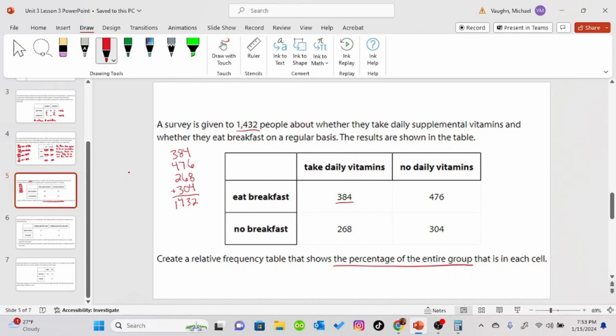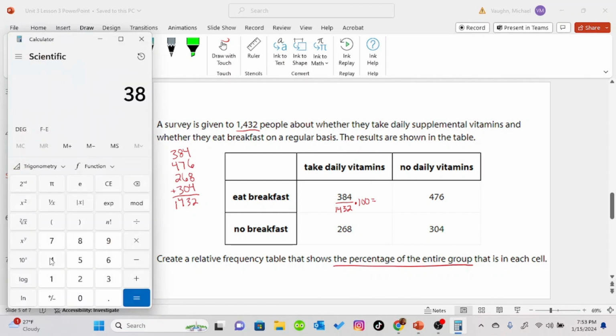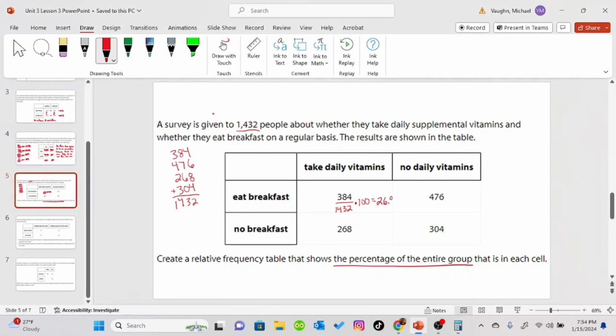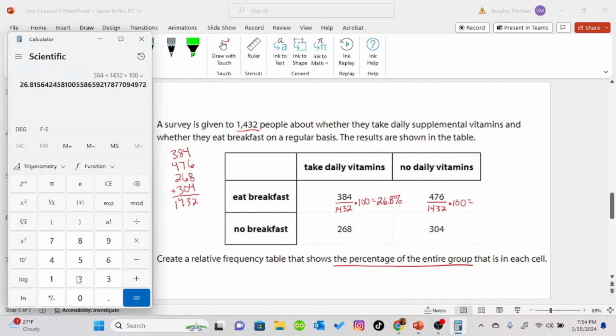So 384 divided by 1,432 times 100. That's 26.8%. 476 divided by 1,432 times 100 is 33.2%.